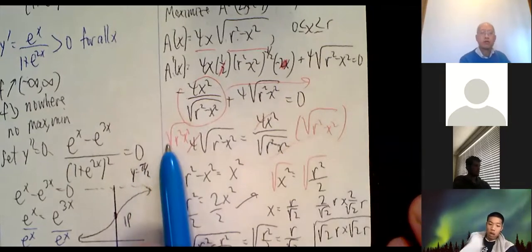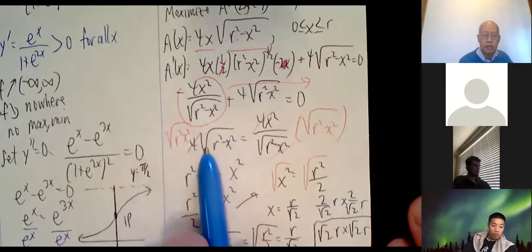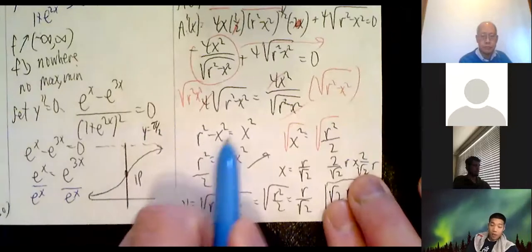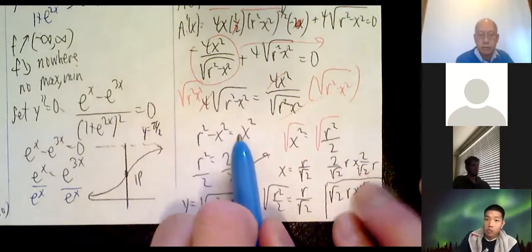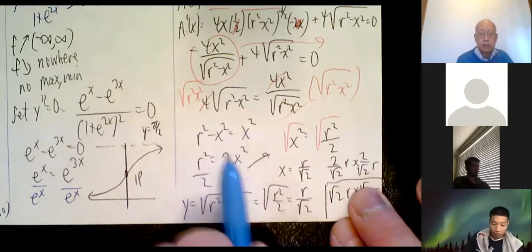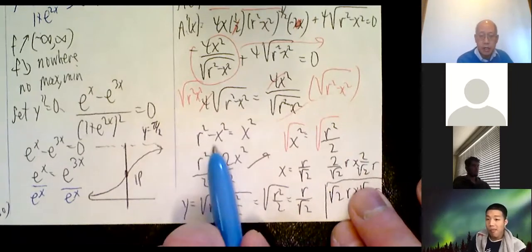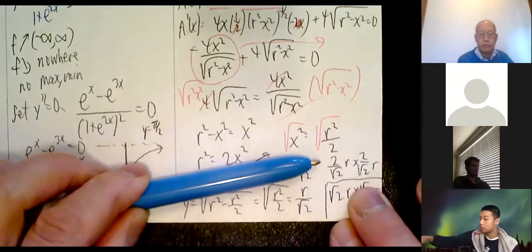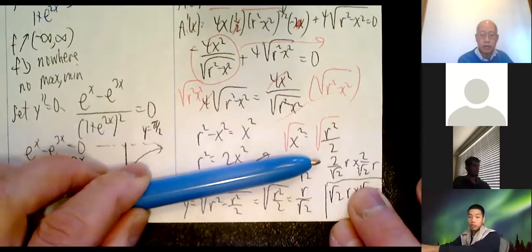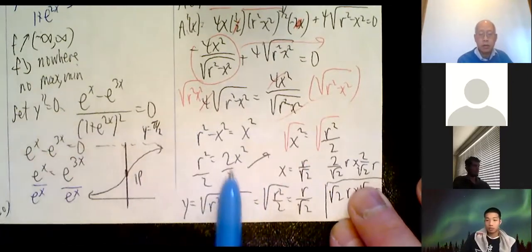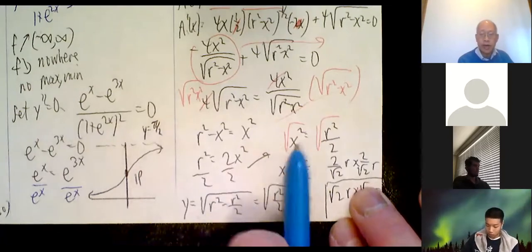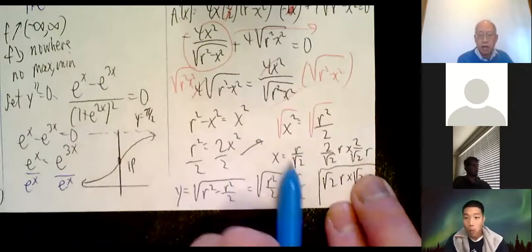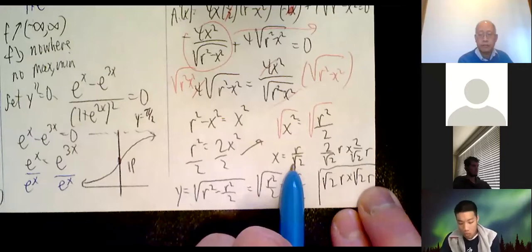What's radical r squared minus x squared times another radical r squared minus x squared? r squared minus x squared. Very nice. Equals x squared. Okay, remember r is a constant. I'm solving for x. So add x squared: r squared equals 2x squared. Solve for x, not for r. r is a constant. Divide by 2. So x squared equals r squared over 2. Take the square root of both sides: x is r over radical 2.